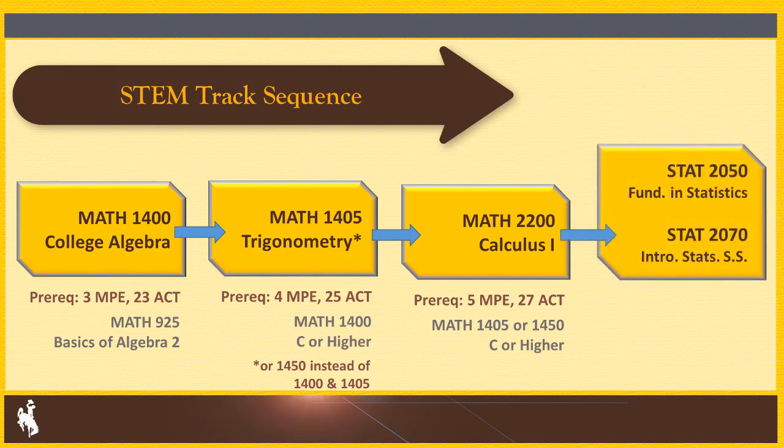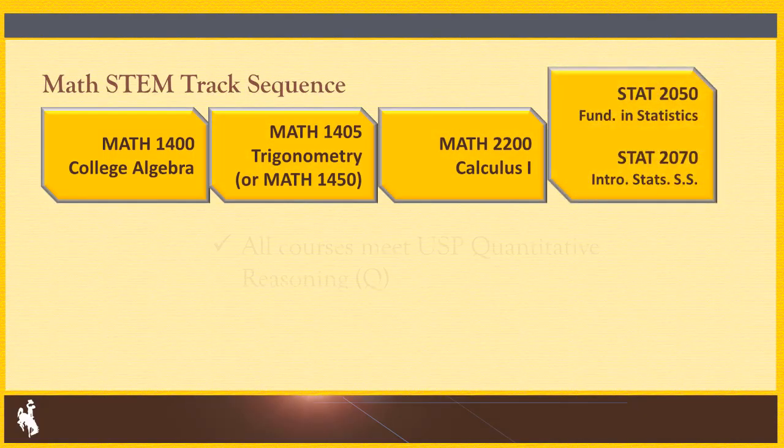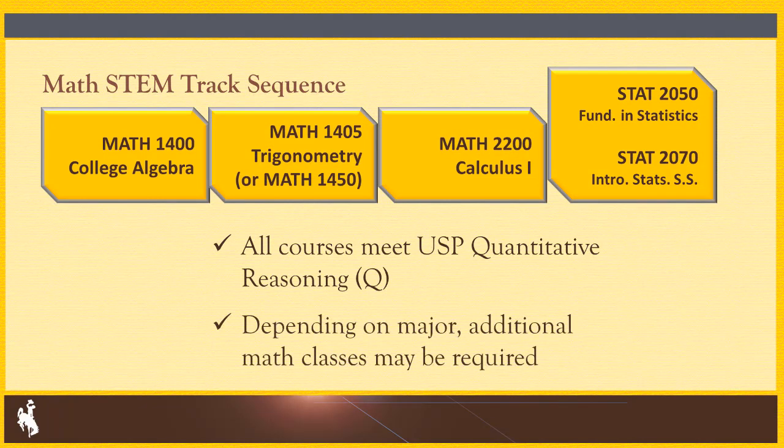Both Statistics 2050, Fundamentals in Statistics, and Statistics 2070, Intro to Statistics in the Social Sciences, can be used to meet this requirement. However, Statistics 2050 is more appropriate for STEM majors. Both require prerequisites of an MPE of 4, a Math ACT of 26, or a grade of C or higher in Math 1000, Problem Solving, or Math 1400, College Algebra. All of these courses meet the student's University Studies Quantitative Reasoning, or USPQ, requirement. Depending on their major, a student may need to continue with additional math classes.